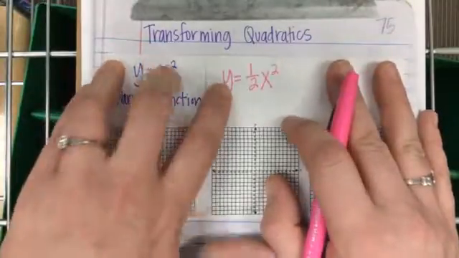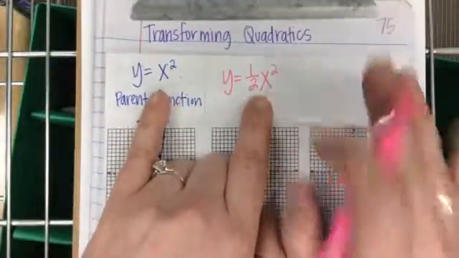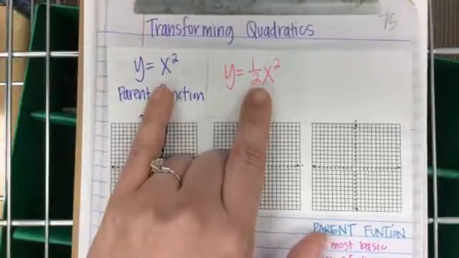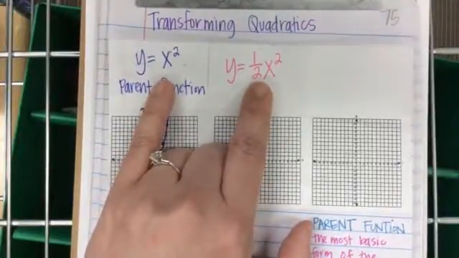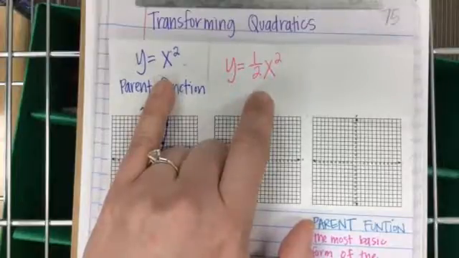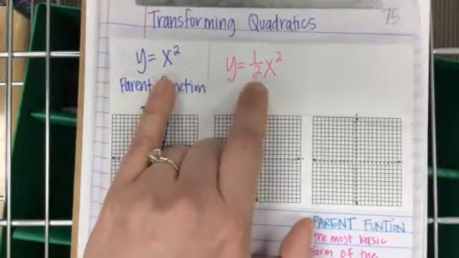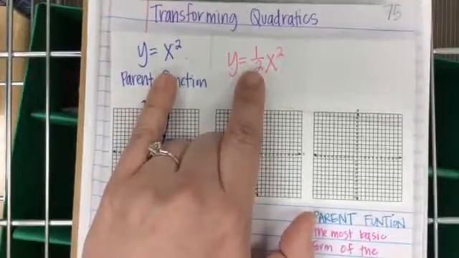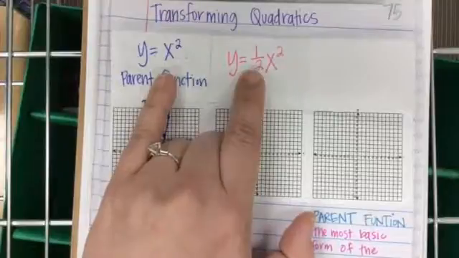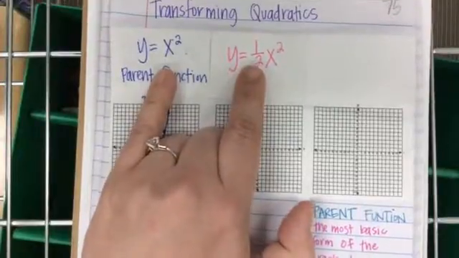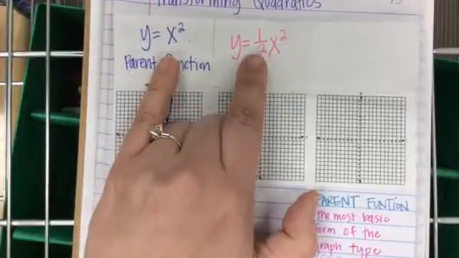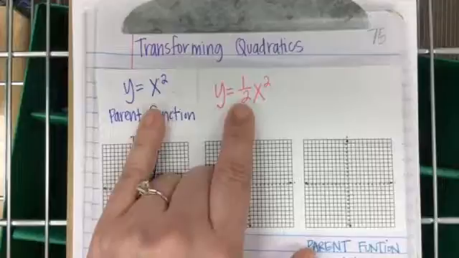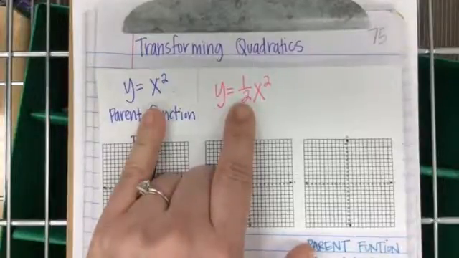So, what is different between the parent function and this new function that I've written? What has changed? What's the evolution of this quadratic, Julie? The value in front of x. So the a value has changed. And what kind of value is this? A fraction. More specifically, it's less than 1, right? It's a fractional value that's smaller than 1.